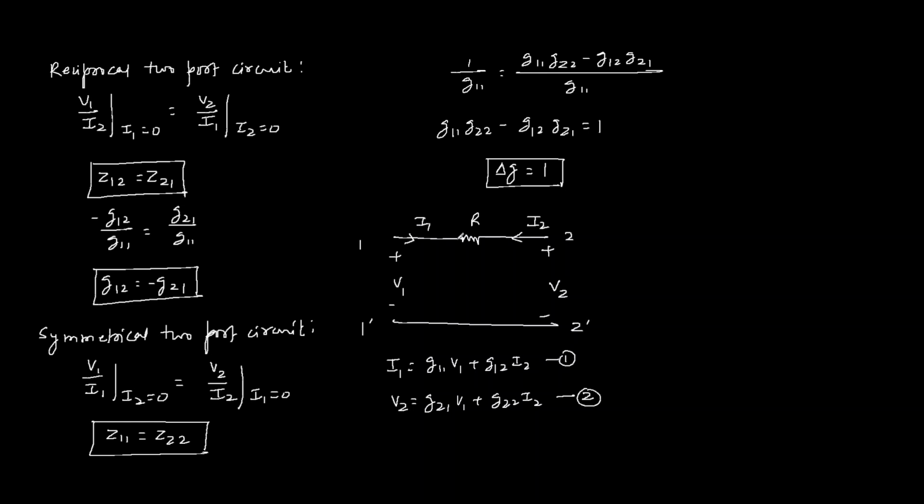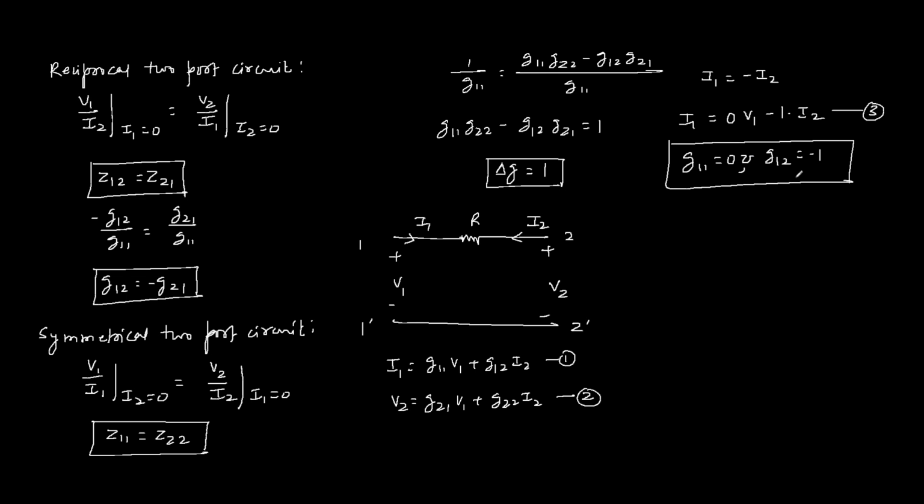So from this path we can see that I1 is negative I2. So rewriting this equation, I1 is 0 V1 minus 1 I2. So this equation has I1, V1, I2. Equation 1 has I1, V1, I2. So by comparing equation 1 with equation 3, we can write G11 as 0 and G12 is minus 1. Unit for G11 is mho.